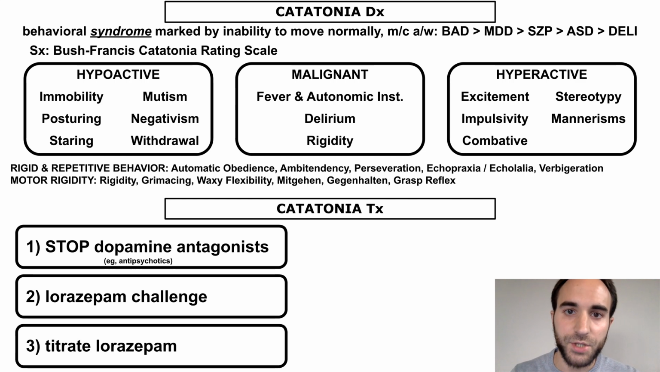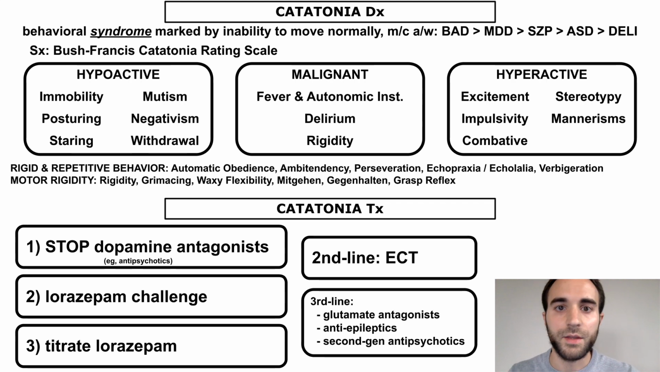If the lorazepam challenge was effective, then continue to treat with lorazepam and gradually titrate the dose until the patient's symptoms are in remission. This may take days to weeks. Lorazepam monotherapy is effective in most cases of catatonia, but in some cases, particularly more severe cases, additional treatments may be required. The most common second-line treatment is ECT.